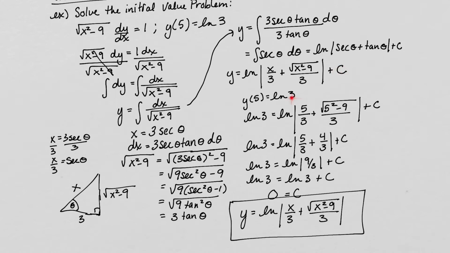If this wasn't a 3, if this had been like the natural log of, say, 7, then I would have had down here, natural log of 7 equals natural log of 3 plus C. So I would have subtracted the natural log of 7, and my C would have ended up being natural log of 7 minus the natural log of 3. So it's because you're trying to actually find a specific value for C.